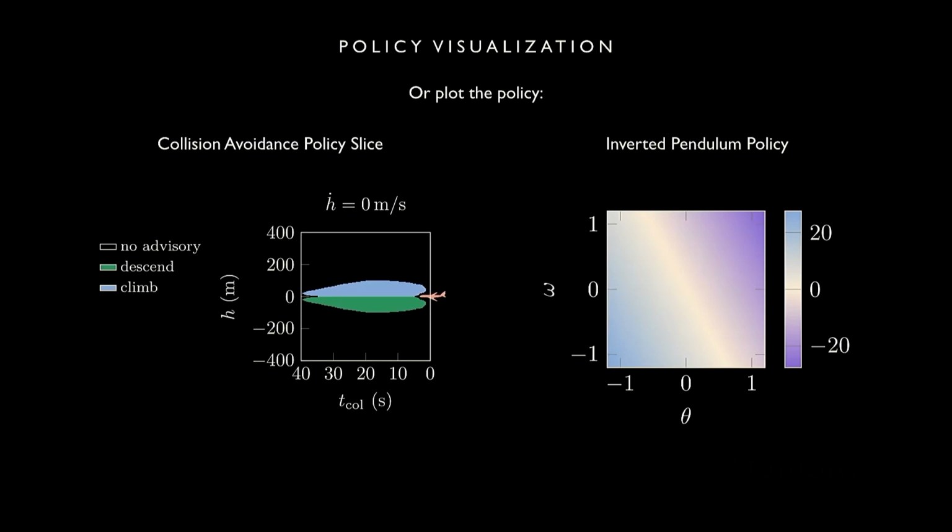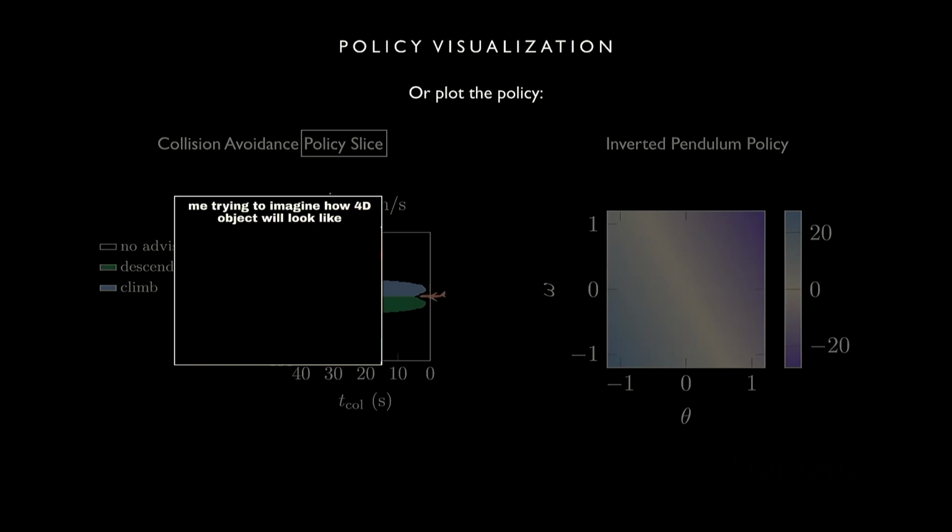And then another thing to note here for the collision avoidance policy is specifically that we're plotting a policy slice. What's nice about the inverted pendulum is the state was only 2-dimensional. So we could just plot the entire policy and see what it looked like. The state for the collision avoidance policy is actually 4-dimensional. So we can't just plot the whole thing at once and visualize it. We have to plot slices because, again, we don't really know how to visualize 4 dimensions. And so you have to plot different slices of it.